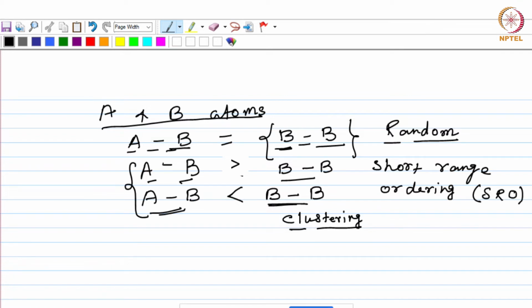Okay, but either way, they will have a particular arrangement, either having a dissimilar atom or a similar atom. Okay, so when that happens, the motion of dislocations through a region of short range order or clustering will actually reduce the local order.